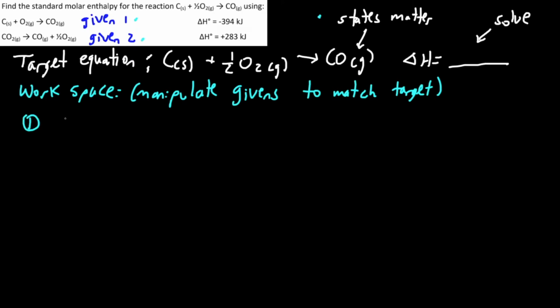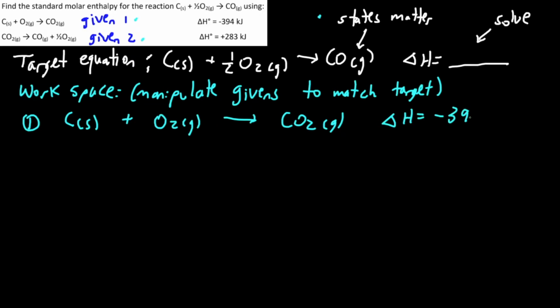So we have carbon solid plus oxygen gas produces carbon dioxide gas, and delta H equals -394 kilojoules. All right. We also need to get carbon monoxide on the product side. Looking at these two equations, our second equation gives this to us.